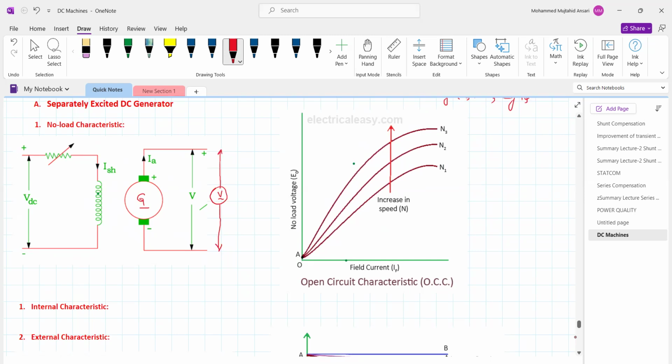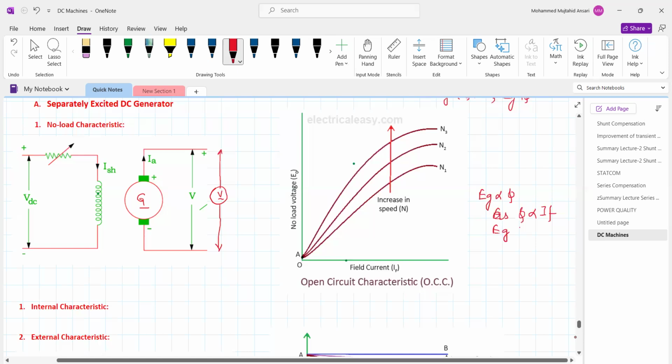Now, we come to know that the EMF induced EG is directly proportional to flux, and phi is directly proportional to the field current, whatever the field current is. It may be a series field current, it may be a shunt field current, it may be the combination of series field and shunt field current for the compound generator. So your EMF generated is directly proportional to the field current.